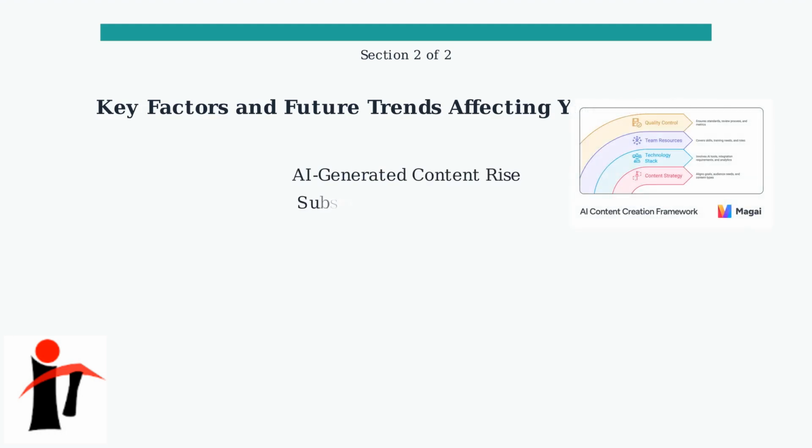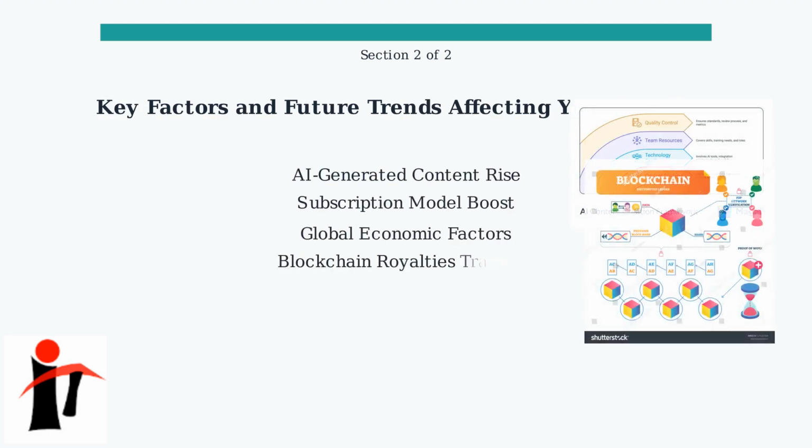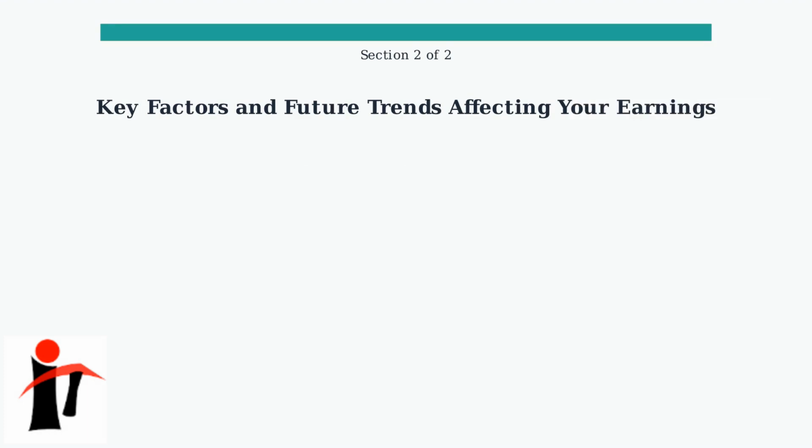Looking to future trends, AI-generated content is growing rapidly, but original human-created work still commands higher commissions. Shutterstock's subscription model is increasing earnings from videos and music. Global economic factors like inflation can affect licensing fees, so monitor these closely.